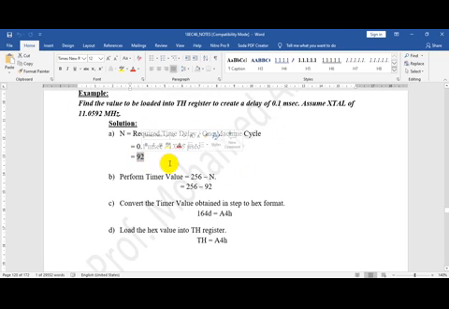So this 92 is less than 256. So if you do 256 minus 92, you will get 164 in decimal. So this is what you have to note down in case of mode 2. 164, if you convert in hexadecimal, it will be A4H. So this value you will be loading in the TH register. If you are using timer 0, it will be TH0, and if you are using timer 1, it will be TH1.